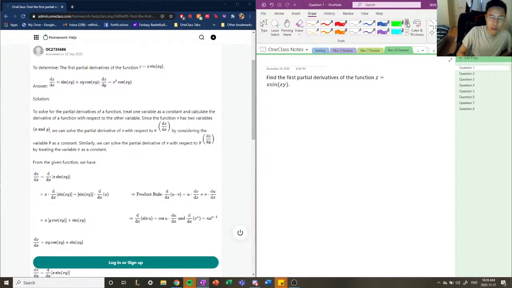What's going on? Why is my computer like this?